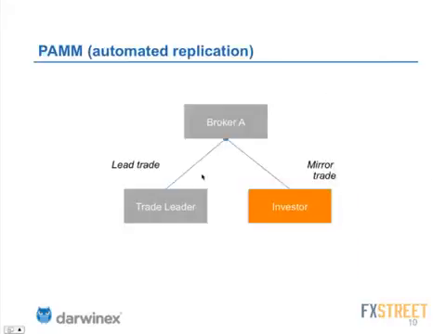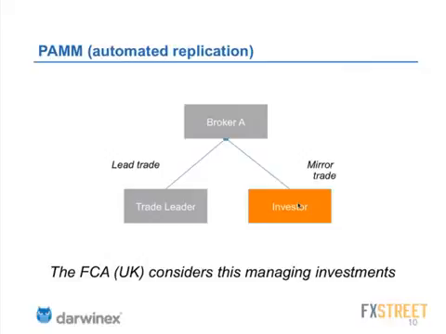And just to be clear, the questions that I'll be talking about today are about very specific forex-related setups. The first one being PAM, automated replication, whereby an investor chooses to replicate whatever it is you do normally on your MT4 account. In that setup, you have a trade leader here on the left-hand side who's executing these trades with broker A. And then you have a bunch of other investor customers who are also customers of broker A for execution, who choose to automatically replicate whatever the trade leader is doing. Now, the FCA considers this managing investments, meaning if you don't have the FCA permission to manage investments, you could run into legal trouble by doing this.